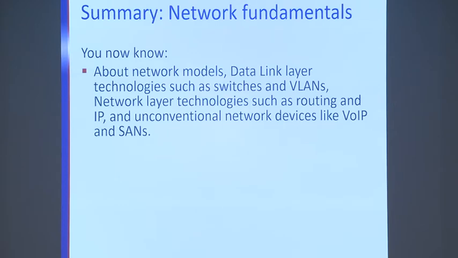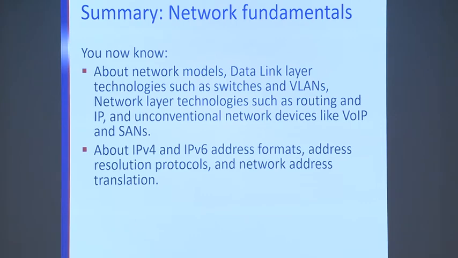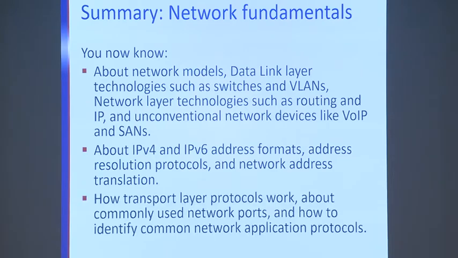So in this chapter, we took a look at a lot of information. We took a look at the network models, the data link layers, the network layers. So we looked at switches and VLANs at the data link layer. The network layer, we looked at routing and IP addresses. We looked at unconventional network devices such as voice over IP and our storage area networks. We took a look at IPv4 and v6, the different address formats, the address resolution protocols, and network address translation. We looked at the transport layer protocols, how they work, some common network protocols, how to identify common network application protocols.